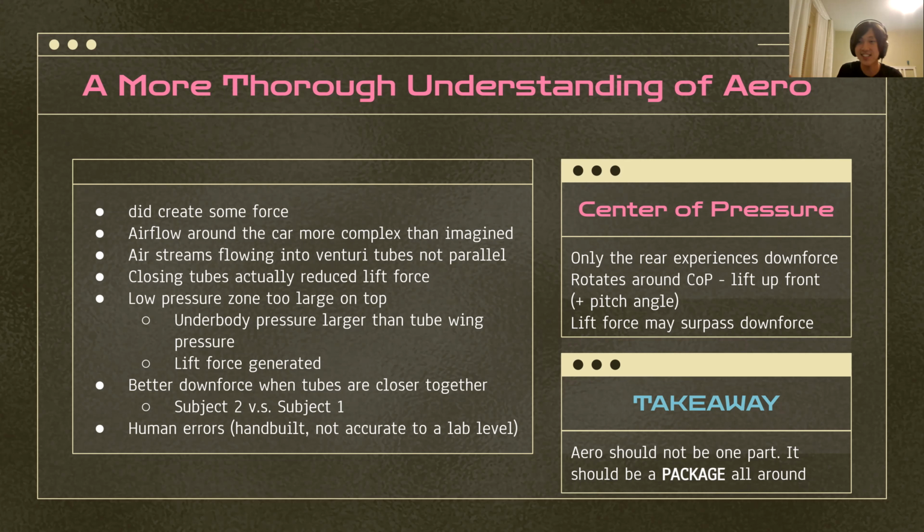So pretty magical, right? Another thing I discovered from the data is that better downforce is achieved when the tubes that I made are closer together, so when they're all at the top on the roof of the car. That may be explained by my airflow theory, because when the air flows through the roof, it's probably more uniform and more predictable. And when it goes through the tubes, it actually reduces some of the lift. This can be shown by comparing data from subject 2 versus subject 1.